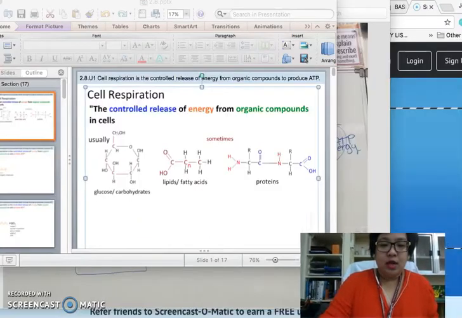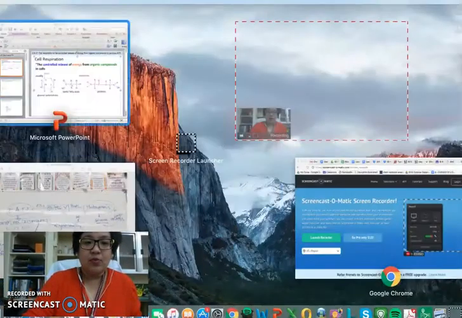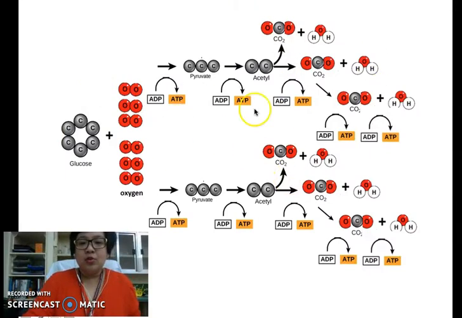You don't need to memorize this, but this is for you to visually see what's happening. I'm sorry, I keep moving my video. So you have glucose in the presence of oxygen. You break it down into these products called CO2 and water. And the process of breaking it down releases energy that you can use to form ATP, ATP, ATP, ATP.